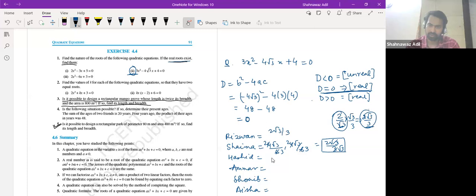Good. Amar, what did you get? 2 root 3 by 3. Good. So everybody got the answer now. Okay, good. Everybody. So now let us do the second question.